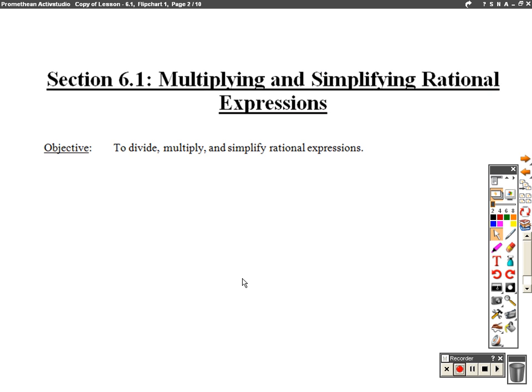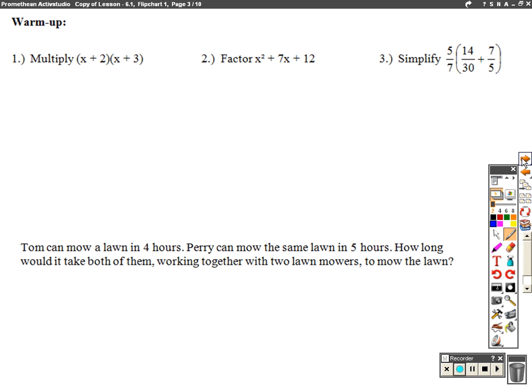Okay, we move into Chapter 6, Section 6.1. We will divide, multiply, and simplify rational expressions. So before we get to that, let's work on these warm-ups, all prerequisite skills that we need to move into Chapter 6. Go ahead and pause the video and see how you can do.